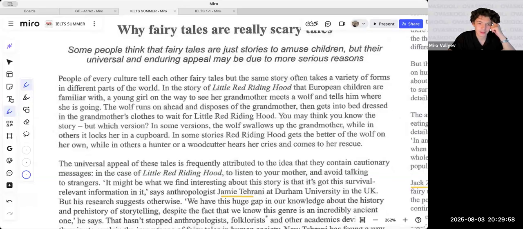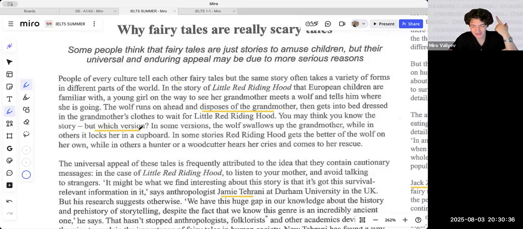Okay. So people of every culture tell each other fairy tales, but the same story often takes a variety of forms in different parts of the world. In the story of Little Red Riding Hood that European children are familiar with, a young girl on the way to see her grandmother meets a wolf and tells him where she's going. The wolf runs on ahead and disposes of the grandmother. What a terrible story. Then gets into bed dressed in grandmother's clothes to wait for Little Red Riding Hood. You may think you know the story, but which version?